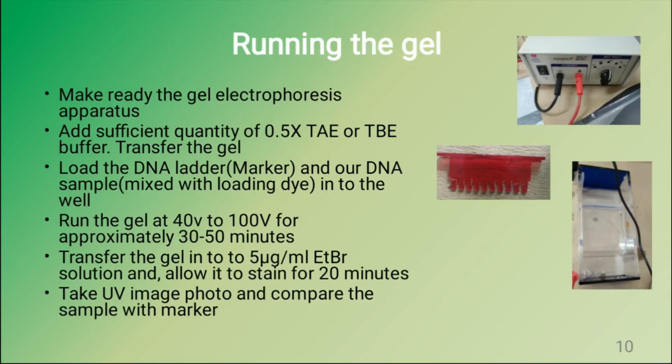Now we will see running the gel in agarose gel electrophoresis. Once the gel is ready, we place it inside a gel running apparatus which has 2 electrodes, one negative and one positive. Make sure the red color is always tied to the positive electrode, both in the power supply as well as the gel running apparatus. Similarly, negative is tied to the negative electrode side in the power supply as well as the gel running apparatus.